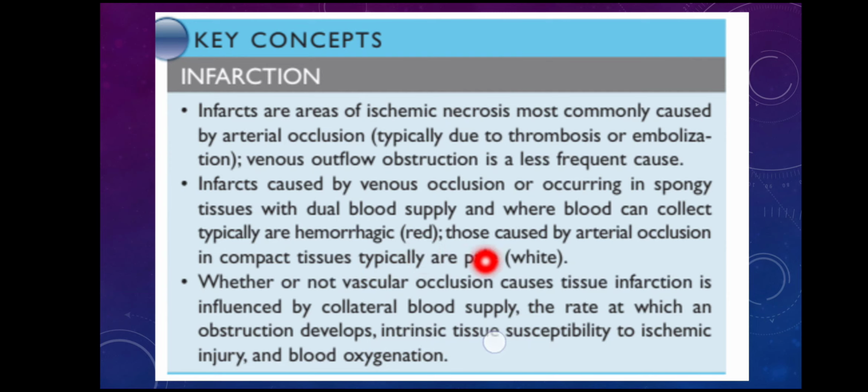And the infarcts which are caused by the blockage of the arterial supply are known as white infarcts. Whether or not vascular occlusion causes tissue infarction is influenced by the collateral blood supply, the rate at which the obstruction is developing, whether it is rapid or slow, the intrinsic tissue susceptibility to ischemic injury, and the blood oxygenation or the level of hypoxemia.